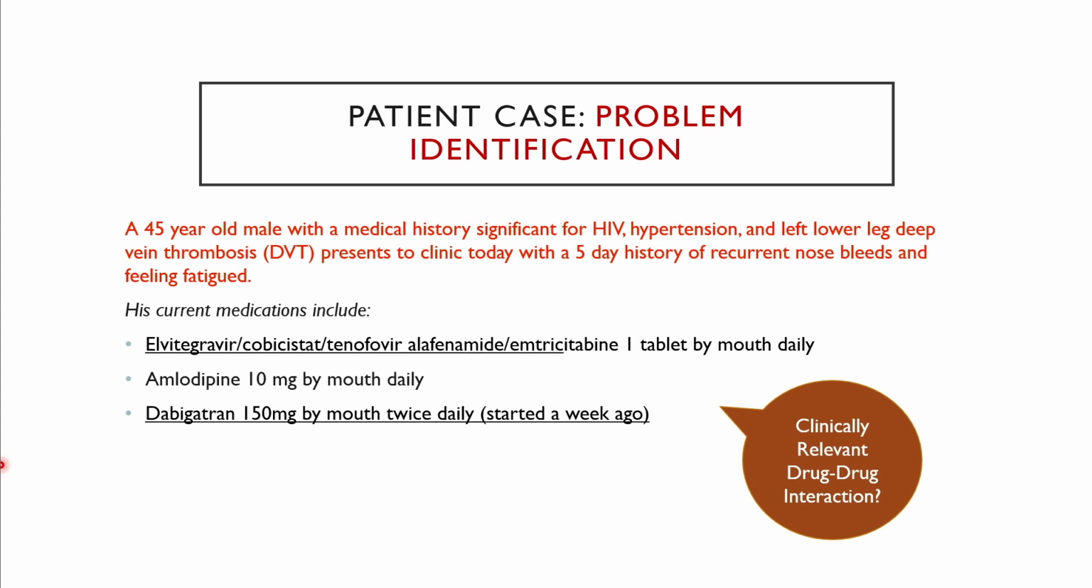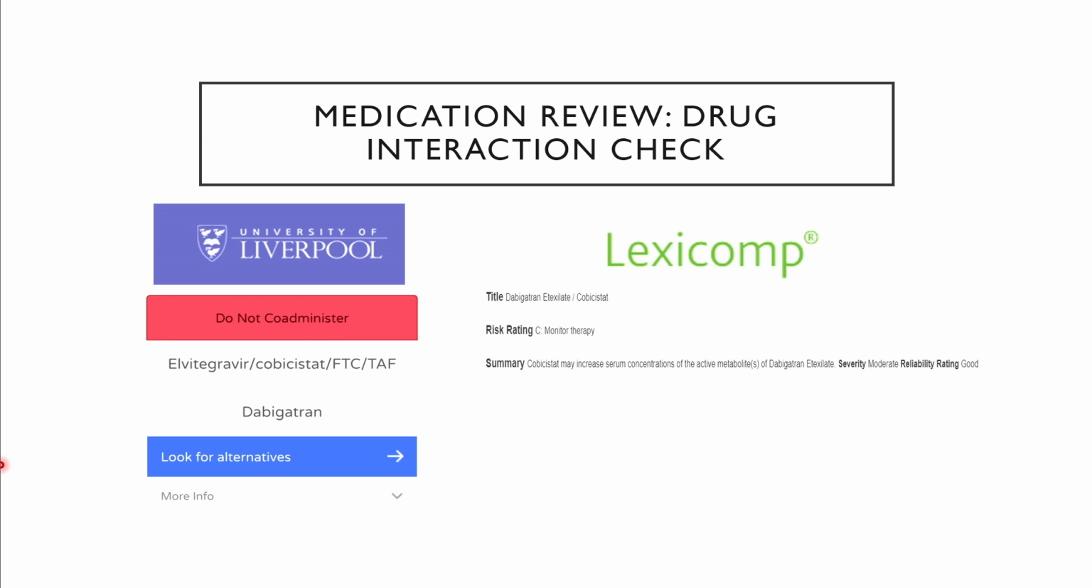When we take a closer look, there is in fact an interaction between cobicistat, which is a PK booster or pharmacokinetic enhancer provided as part of his antiretroviral regimen, and his oral anticoagulant, dabigatran. So our next step is understanding what resources we need to use to help support this. Is there data to support this drug interaction, is it clinically relevant, and could it possibly explain why this individual has developed this side effect from dabigatran?